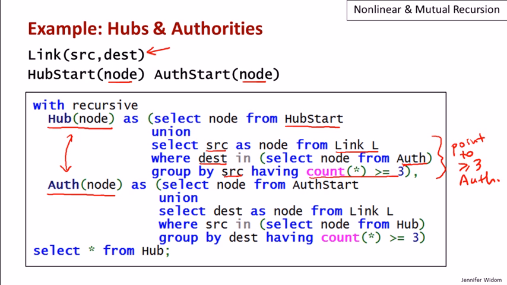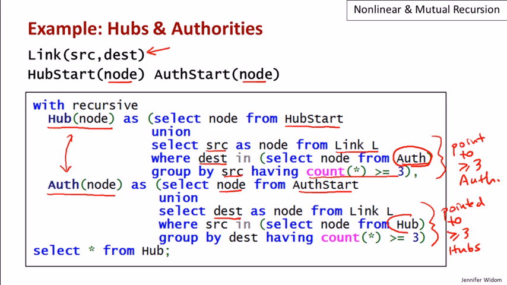Now here, of course, we're referring to authority, which itself is a recursively defined relation. The authority relation is very similar, as I said. We start with our base case of adding nodes that are in the authority start relation, and then we consider destinations instead of sources in our link relation such that there are at least 3 sources that are hubs, and that's what we've got down here. So this is going to give us elements that are pointed to by greater than or equal to 3 hubs.